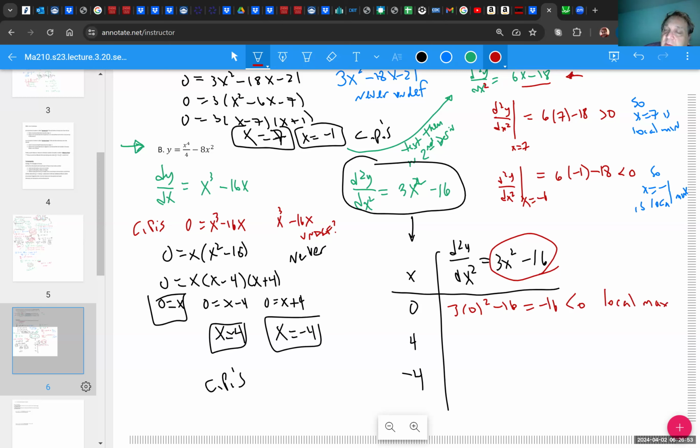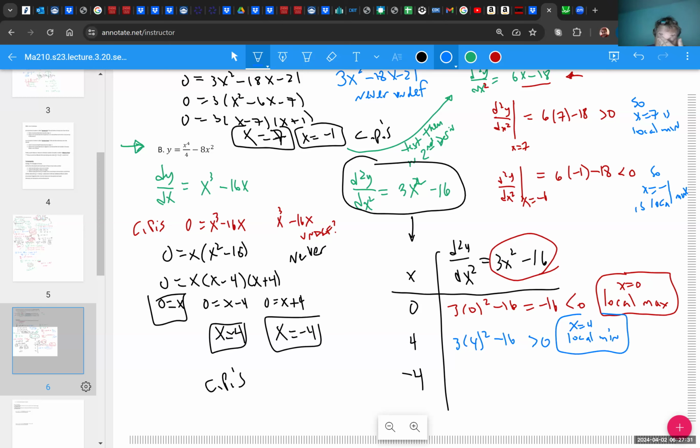What's a local max? Well, the critical point's a local max. X equals 0 is a local max because that was the critical point. All right, let's plug in 4. So we get 3 times 4 squared minus 16. 4 squared is 16, 3 times 4 squared is 48. 48 minus 16, I'm not good at arithmetic, but I know it's greater than 0. I know it's positive, right? So positive means it's concave up, which has got to be a local minimum. Again, x equals 4 is the local minimum.